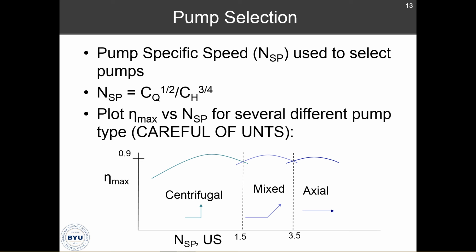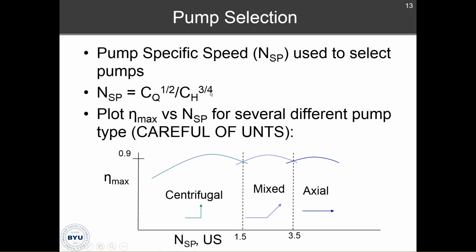Okay? So the last thing we want to look at is how to select a pump, how to pick the right size and right type of pump. There's another dimensionless number called the pump specific speed. Now in the book, you'll notice that not only does it have the specific speed NSP, it also has NSP British and NSP US. Here's the challenge: you see the graph down at the bottom, that's in NSP US.